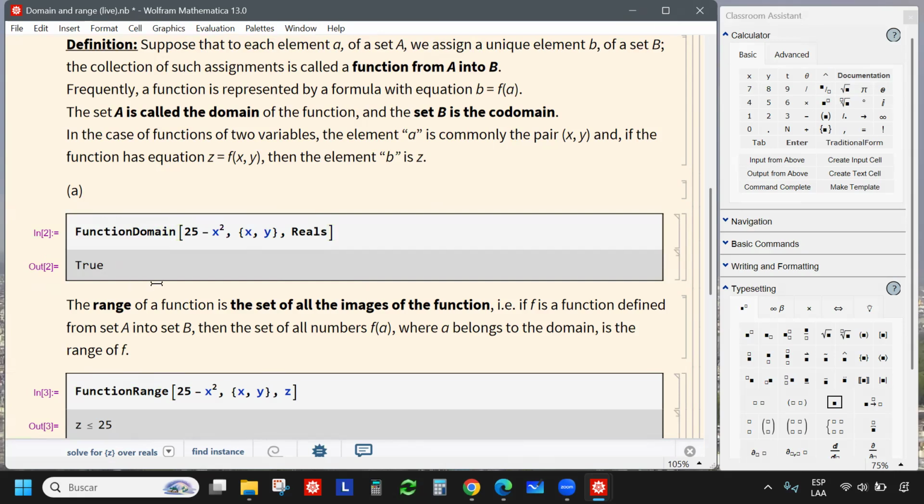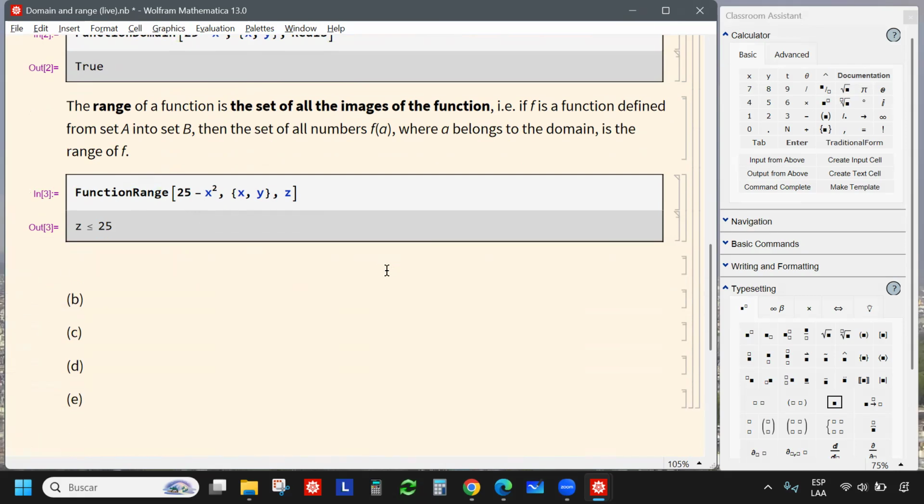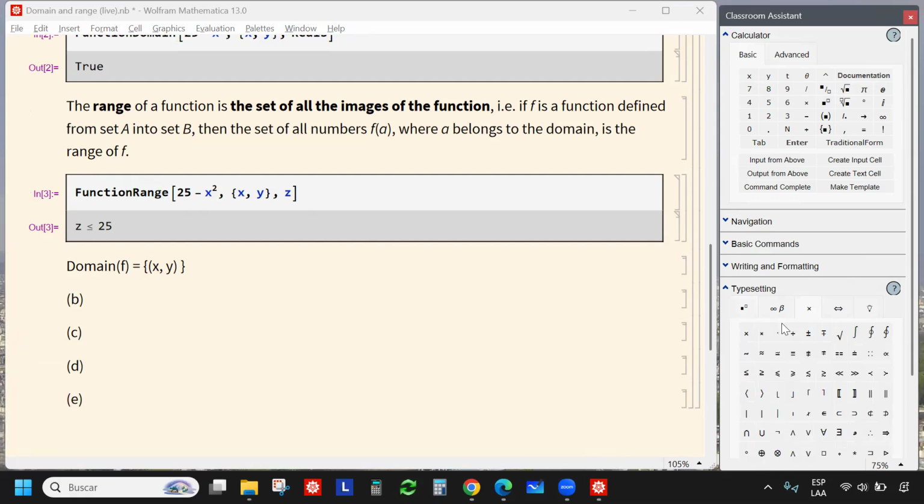I would like to write these two results, the domain of the function and the range, as text formally. So to write the domain, we press Alt and at the same time 7. This is a shortcut to generate a text cell. And there I type domain of f equals, it is a set, so it goes in curly braces. In between brackets, the pair x y belongs to, symbol from the typesetting menu. Here I click from that. The belongs to, here it is. Reals from here.